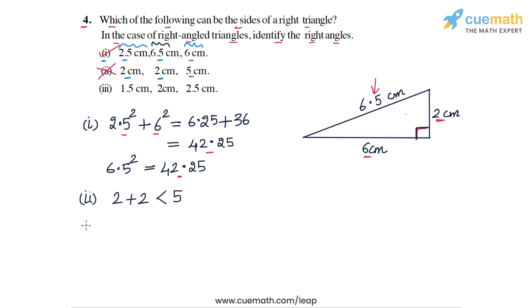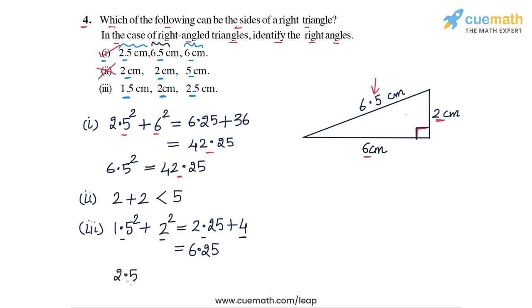Then we come to part 3, in which the 3 lengths are 1.5 centimeters, 2 centimeters and 2.5 centimeters. So the smaller 2 lengths are 1.5 and 2. So let's find the sum of their squares. So 1.5 square plus 2 square will be equal to 2.25 plus 4, right? 1.5 square is 2.25, 2 square is 4. So we get 2.25 plus 4, or 6.25. And the third length is 2.5. So if we take the square of 2.5, we get 6.25 again.